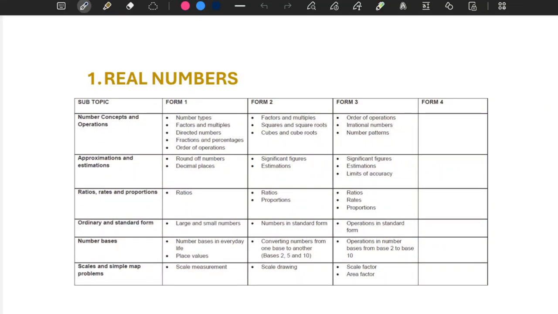Hi, in this video we'll be looking into another subtopic under real numbers for ZIMSEC O Level Maths, and that's going to be covering approximations and estimations. And for this, we'll mostly look at rounding off numbers, decimal places, and significant figures, and also limits of accuracy. And then we'll look at estimations in the next video.